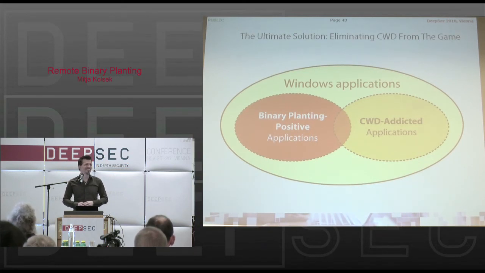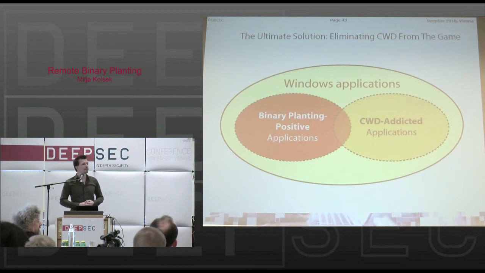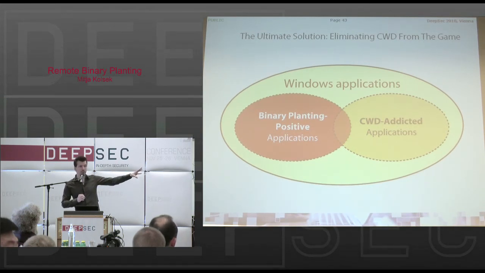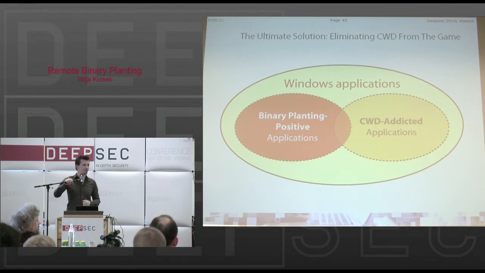I was wondering how you can build an application which is CWD addicted but not binary planting positive, which is interesting. It could be a case of an application that is using this feature, but you find no way to set the current working directory to an exploitable location. Okay, I think we have to stop here.